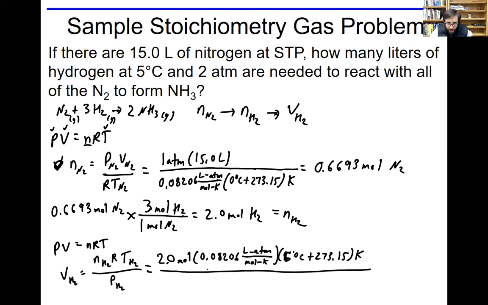And then we're going to divide that all by the pressure of hydrogen, which in the problem was given to be 2 atmospheres. So you take 278.15, times 0.08206, times 2, divided by 2, and you get 22.8 liters of hydrogen, and that is your final answer. All right, so it's a long problem. You had to use PV equals nRT twice, and you had to use the stoichiometry of the balanced reaction in order to connect those two PV equals nRTs.